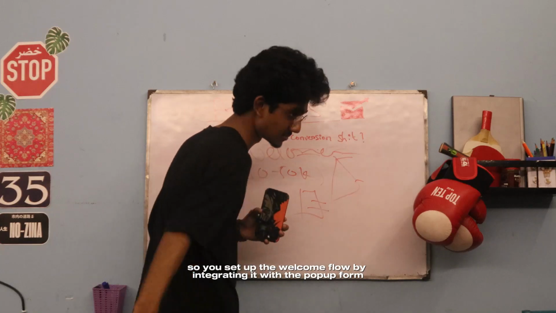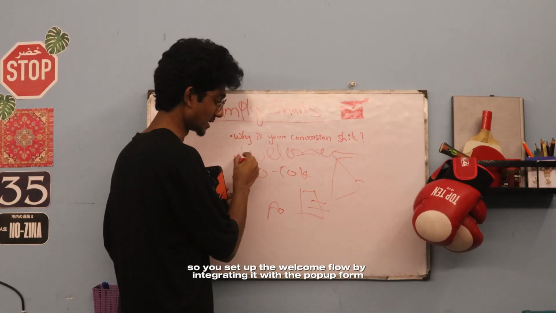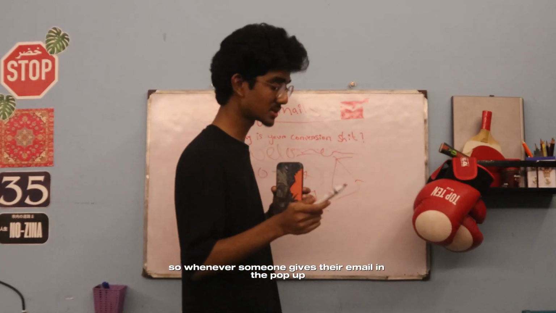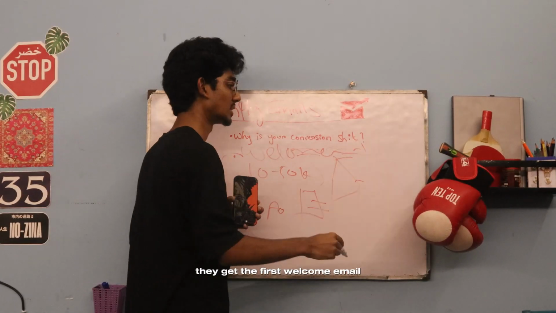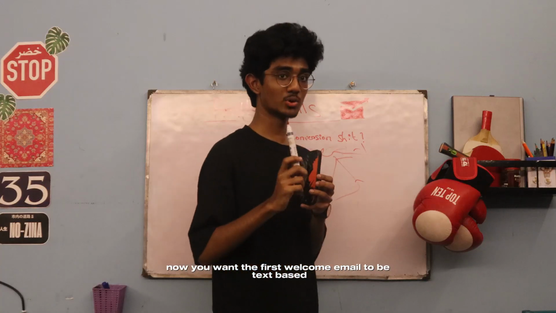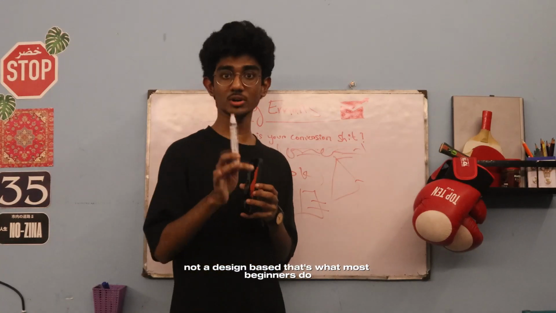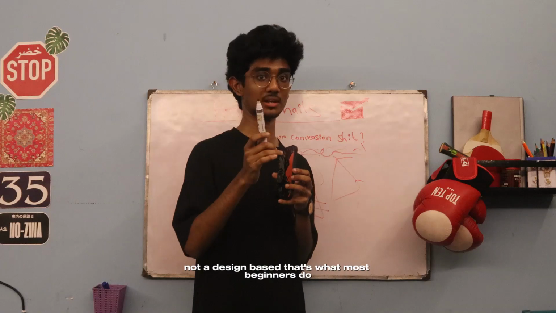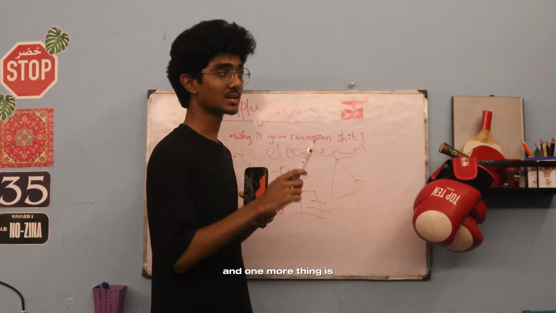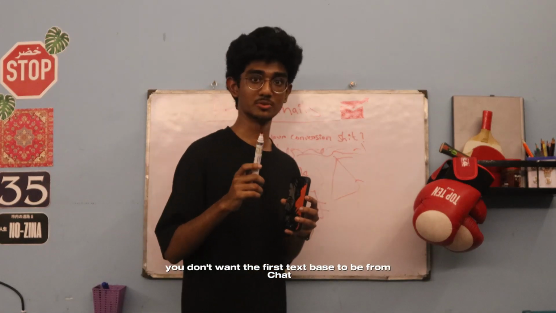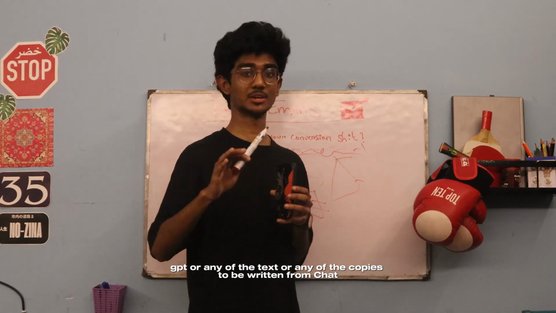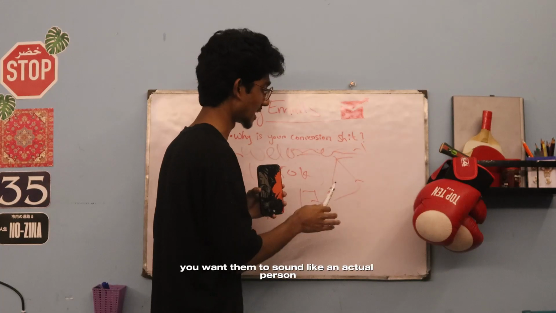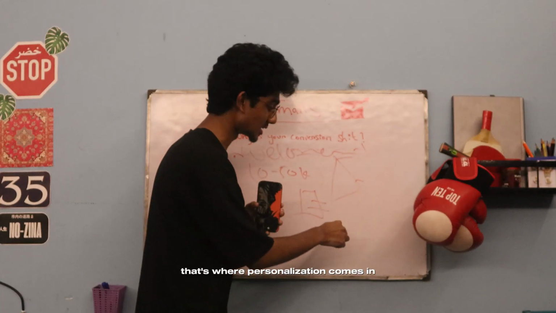So you set up the welcome flow by integrating it with the pop-up form. So whenever someone gives their email in the pop-up, they get the first welcome email. Now, you want the first welcome email to be text-based, not design-based. That's what most beginners do. And one more thing is you don't want any of the copies to be written by ChatGPT. You want them to sound like an actual person. That's where personalization comes in.